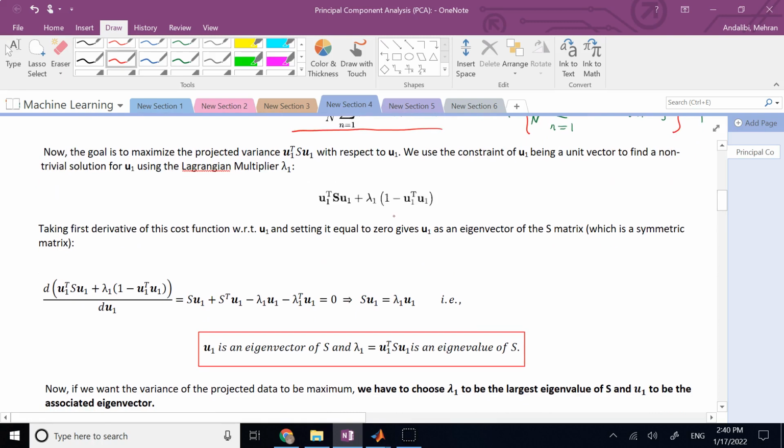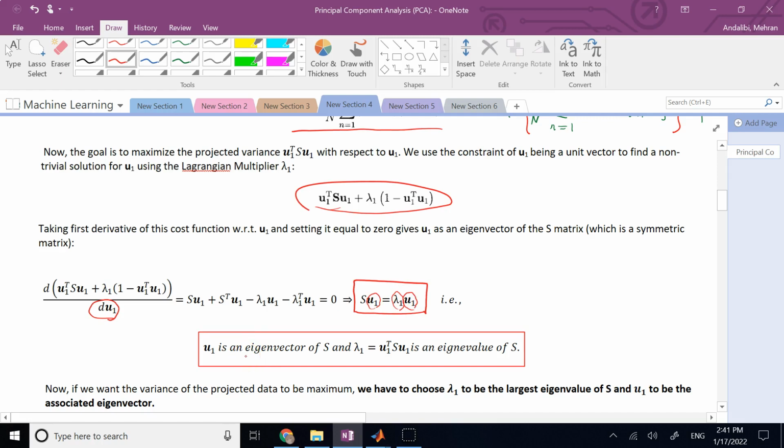And guess what? If you take the derivative of this cost function that you want to maximize with respect to U1 and set it equal to 0, here I showed you with simple linear algebra, this is going to be the result. So the result is this: SU1 equals lambda 1 U1. And for all of you who know linear algebra, this equation is a very clear, known equation. That's an eigenvalue problem. So what does it say? It says lambda 1 is an eigenvalue of the S matrix, and U1 is an eigenvector of the S matrix.